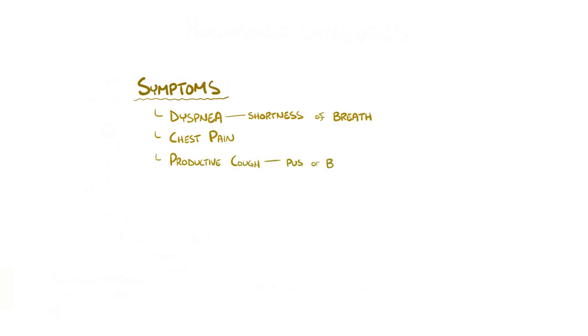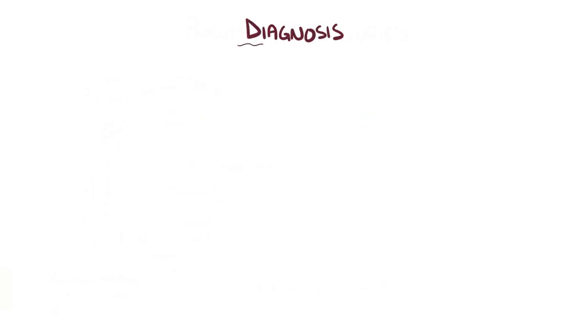Pneumonia most often causes dyspnea, or shortness of breath, as well as chest pain and a productive cough, meaning that pus or bloody sputum might come up. Often there are also systemic symptoms, like fatigue and fever. Diagnosis of pneumonia is usually made in a person who's working hard to breathe or breathing quickly.